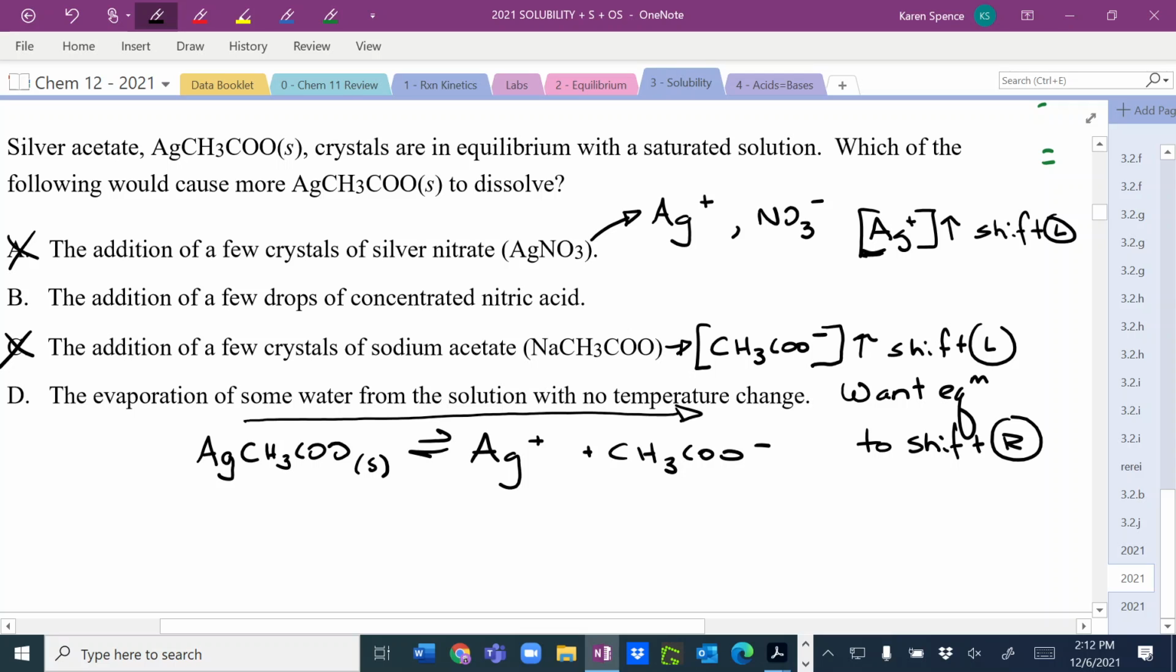The evaporation of some water from the solution with no temperature change, well, that makes no sense, because if you're having less solvent, you're certainly not going to dissolve more solute. Yes? So actually, I could ask this question simply based on process of elimination. However, you're good? Okay. If we add some concentrated nitric acid, what do we get?